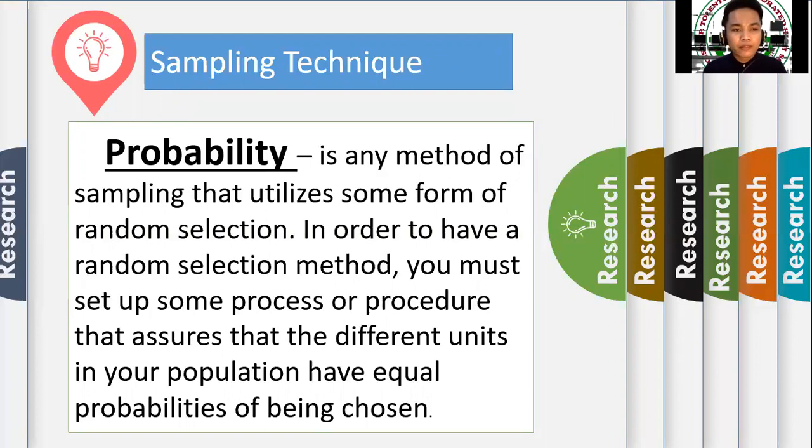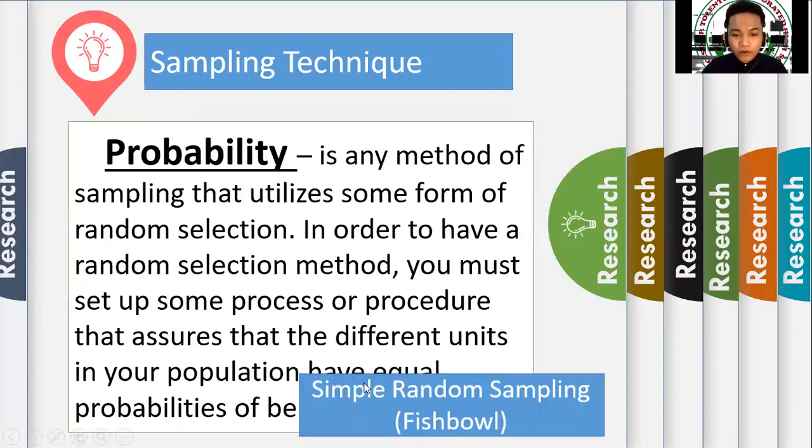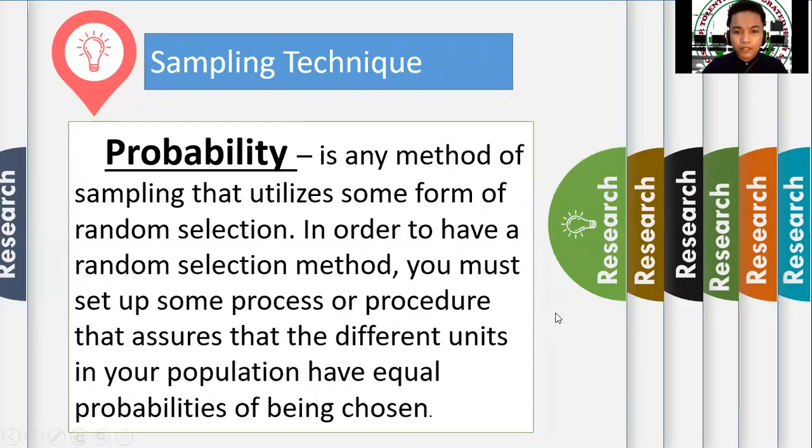Probability is any method of sampling that utilizes some form of random selection. In order to have a random selection method, you must set up some process or procedure that assures that the different units in your population have equal probabilities of being chosen. So let's try to focus on this one. Have equal probabilities of being chosen. In this sampling technique, everyone has the chance to be chosen as part of the study.